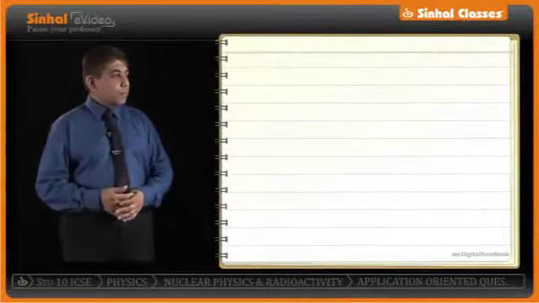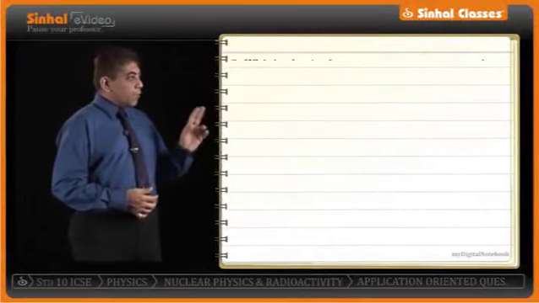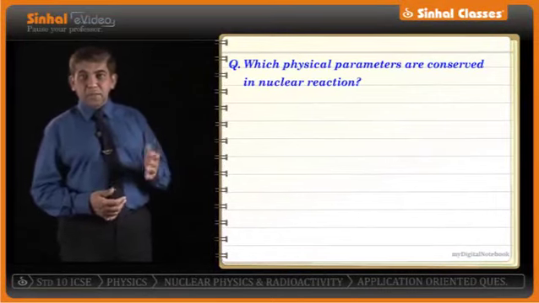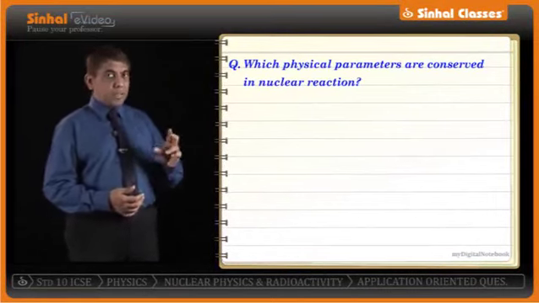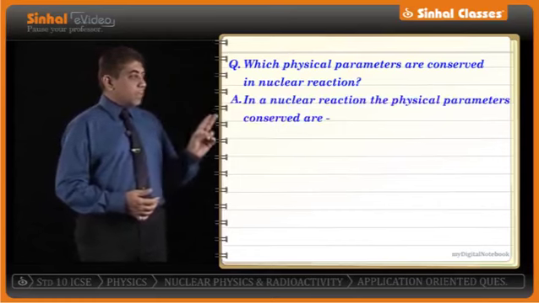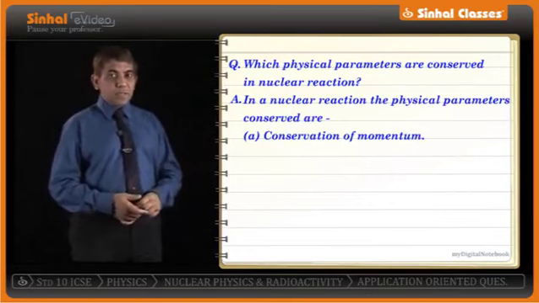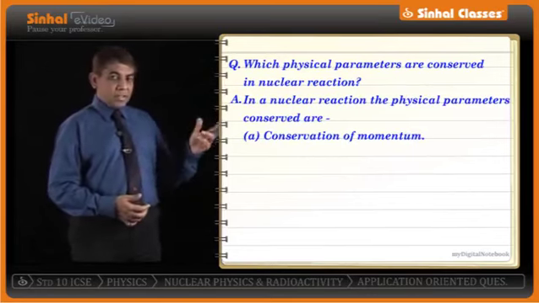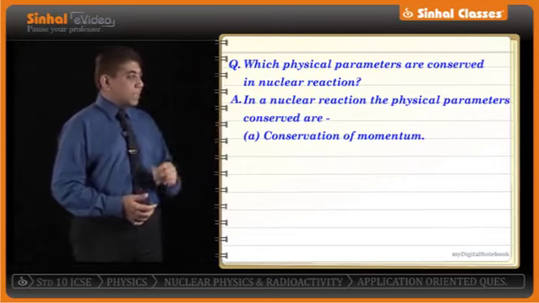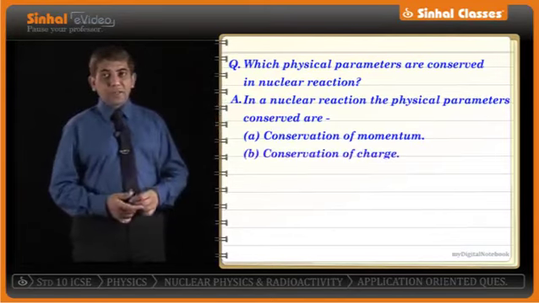Talking about another application-oriented question in this particular chapter, which physical parameters are conserved in a nuclear reaction? When a nuclear reaction takes place, which are the parameters that are basically conserved in it? First one, conservation of momentum. We studied in the first chapter what exactly is momentum. So in a nuclear reaction, definitely the momentum gets conserved. Second one, conservation of charge.